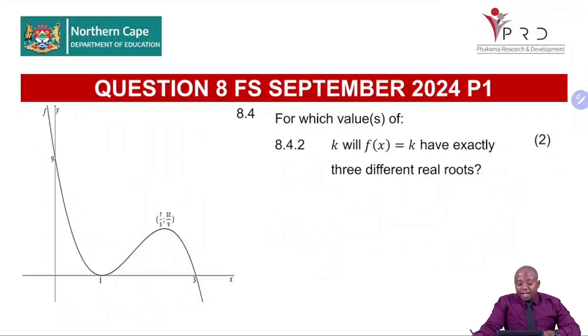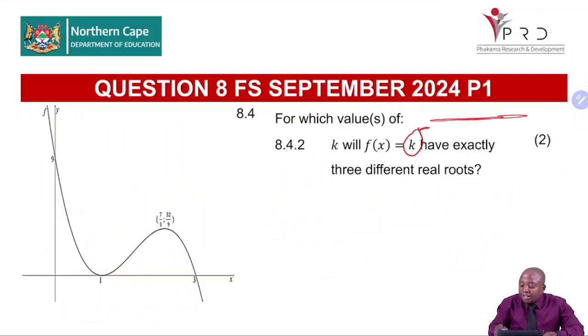Right. Now let's look at 8.4.2. For which values of k will f of x equals k have exactly 3 different roots? When are they going to have 3 different real roots? So we are going to look at line k as a function on its own, as a line. So it's a straight line like that. Then what are we going to do? We are going to check where this line is cutting our f of x 3 times. Where is it doing it? Because we're looking for 3 real roots. Right, where is it cutting it 3 times? We can see here it's going to cut it once.